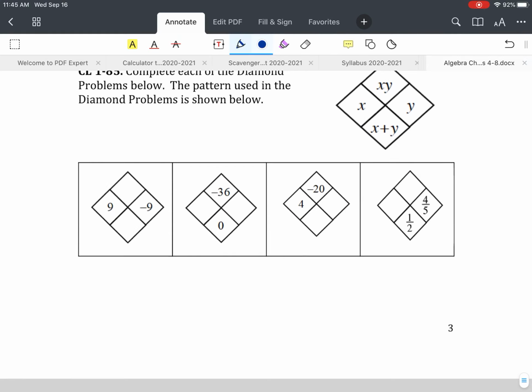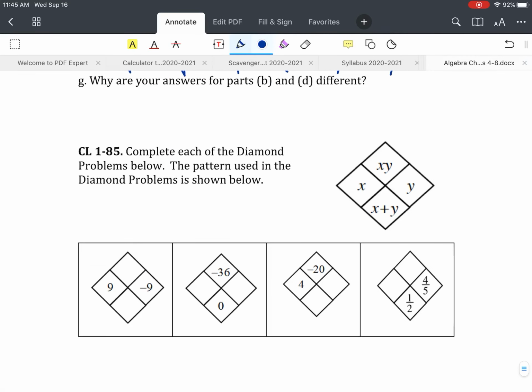And then for the last question, it says complete the diamond problem below. The pattern used in the diamond problems is shown. This is your pattern. Typically you want the left and the right side to help you. So you're doing something with the X and the Y to get the top. So if you look at this, X and Y is here. Something is happening between those, some math operation. I'm not going to give it away because you're going to see in the notes why I'm not giving it away. But you guys have had experience with diamond problems in the past, and hopefully this will give it away.